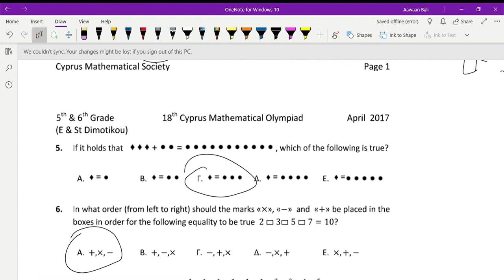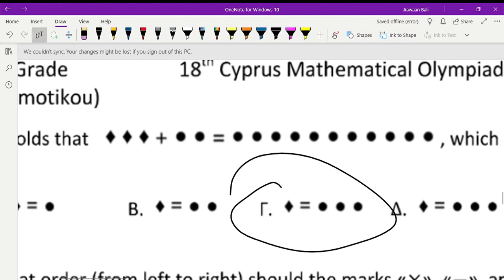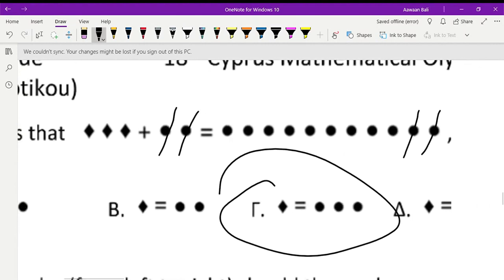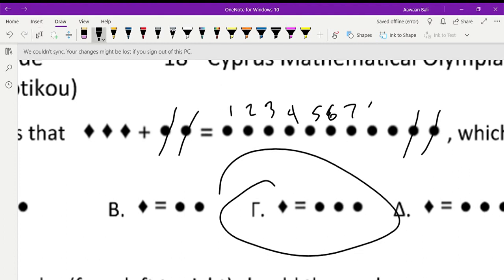If it holds that 3 diamonds plus 2 circles is equal to 1, 2, 3, 4, 5, 6, 7, 8, 9, 10, 11 circles, which of the following is true? Basically, this is the same way. We minus 2 circles on both sides, and it's still equal, which means 3 diamonds is equal to 9 circles. If you count them, it's 9. 1, 2, 3, 4, 5, 6, 7, 8, 9.